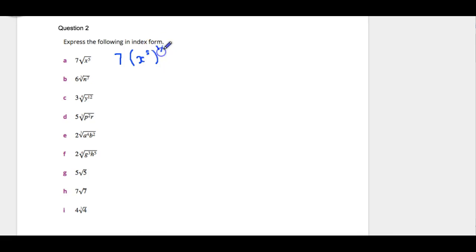Okay, so whatever is under the root sign, write it in brackets. And then it's to the power of 1/2. So then we have 7x, multiply your powers. So it's 5 on 2.